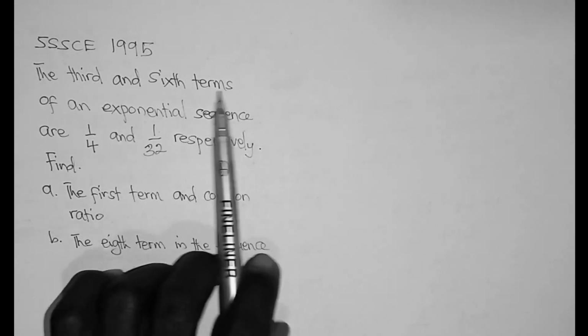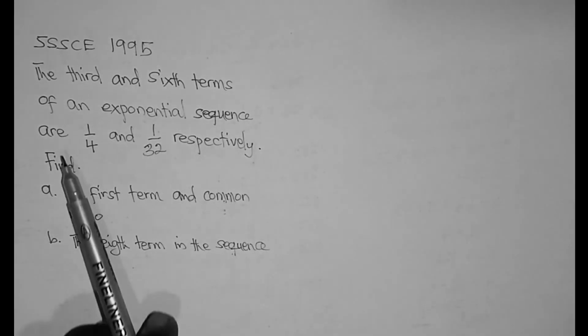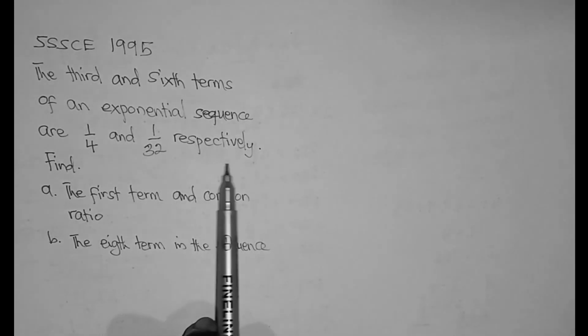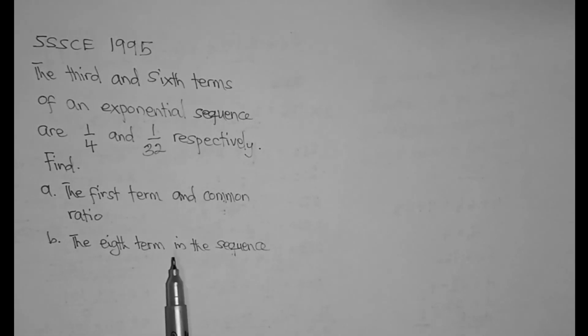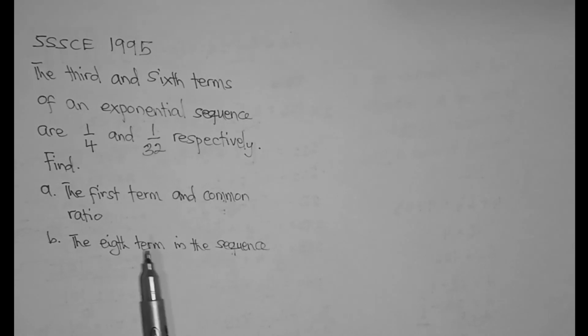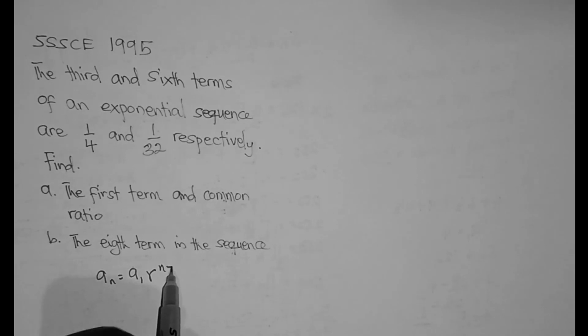The third and sixth terms of an exponential sequence are 1 over 4 and 1 over 32 respectively. Find A, the first term and the common ratio, and then B, the eighth term of the sequence. So let's write the general formula for finding the nth term of an exponential sequence, and that is an equals a1 times the common ratio exponent the number minus 1.